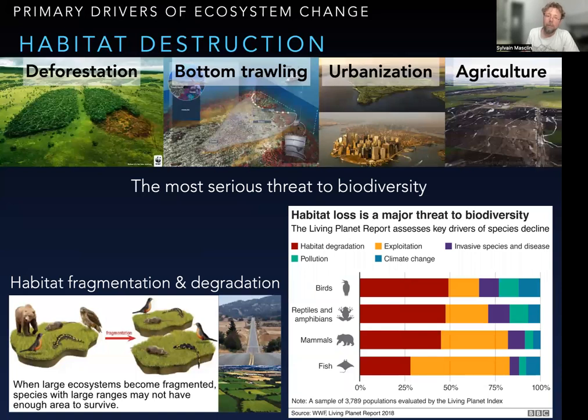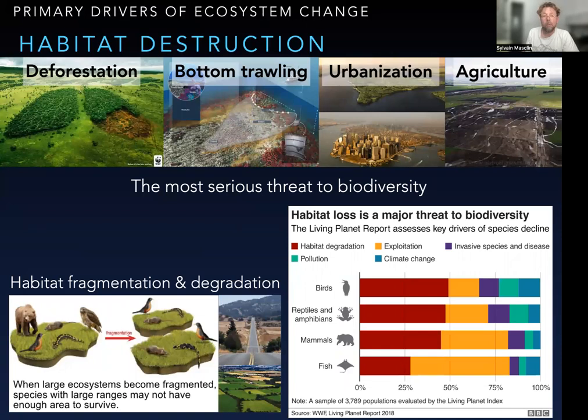I would say, of course, fish less, because of the way the ocean is big. Exploitation tends to be the biggest one there, the fact that we are overfishing, but still, even for fish, because of bottom trawling, we're removing the habitat of a lot of species.